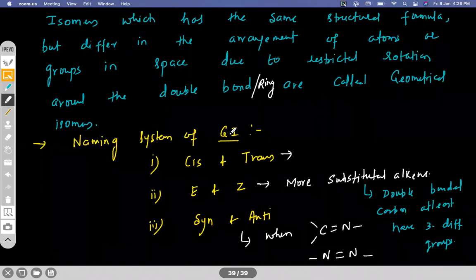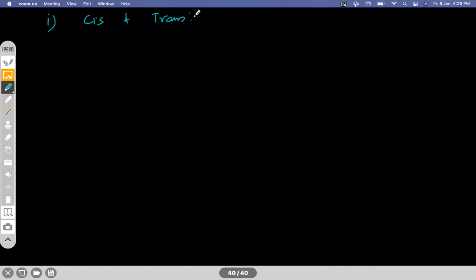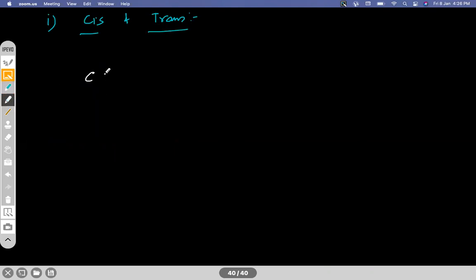Okay. So one by one we'll discuss. First of all, we'll discuss cis and trans. So pretty simple. Suppose we have a molecule like this, C double bond C. Now here we can have any group attached on these carbon atoms, so total four group positions are possible. Out of these four, if three groups are different, then we use the E-Z system, okay? If only two groups are different, then we use the cis and trans system, okay?